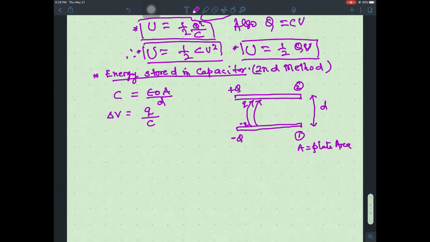At time t equal to 0, charge is equal to 0, and at time t equal to t, charge is equal to q.